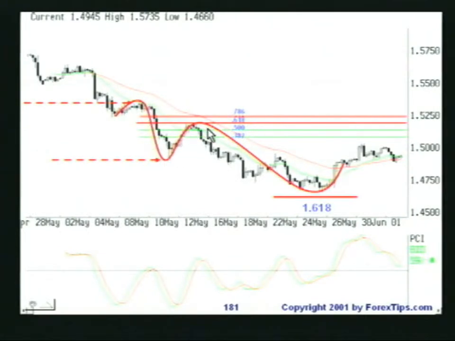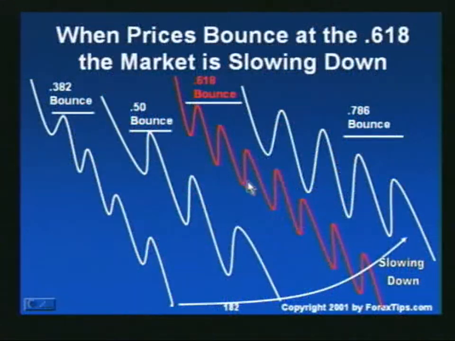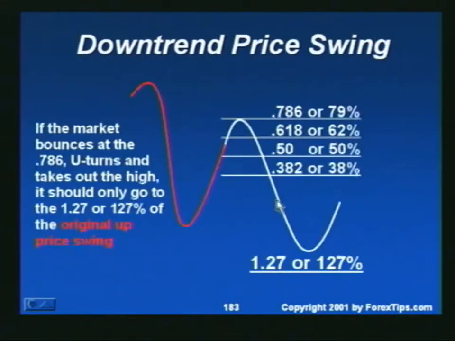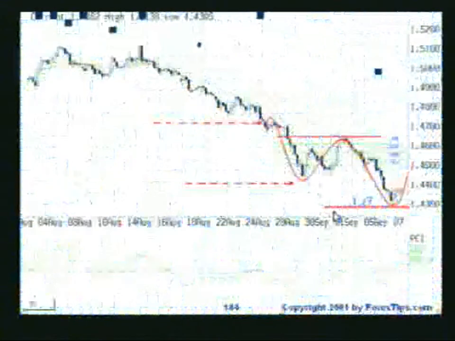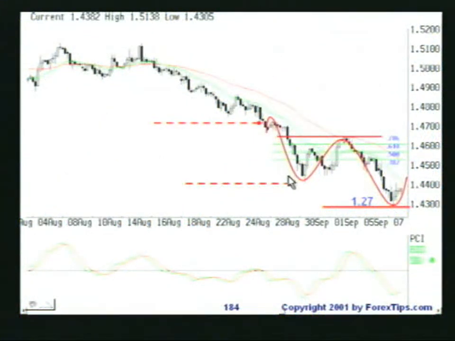Now we're in a second swing, slowing down. See how it's slowing down? Now the market, when it goes to the 786 and bounces, it's only going to go to the 1.27. Look at the market, how it came down, bounced first at a 618, then went all the way back up to a 786, then worked its way down to the 1.27 and bounced.